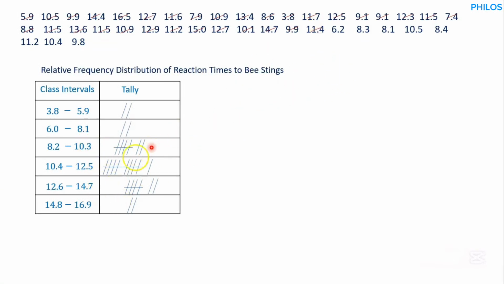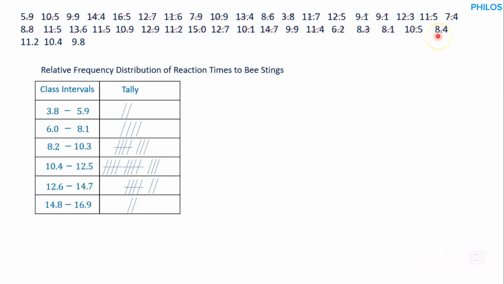Then 11.4 will be in the, let me see, yeah, that's going to be the fourth class. Then 6.2 will be in the second class. Then 8.3 will be in the third class. Then 8.1 will be in the second class. Then 10.5 rather, it will be in the fourth class.